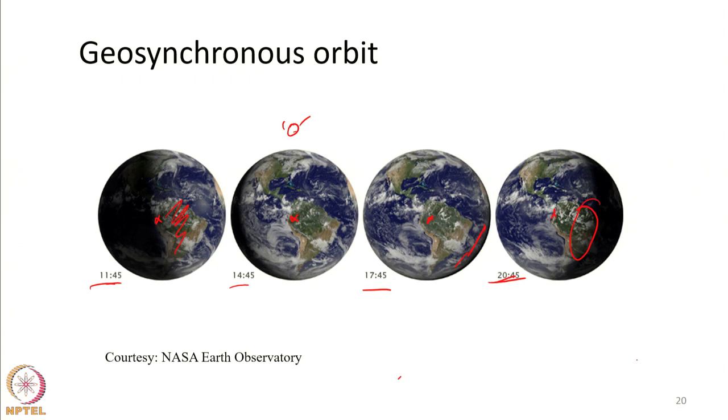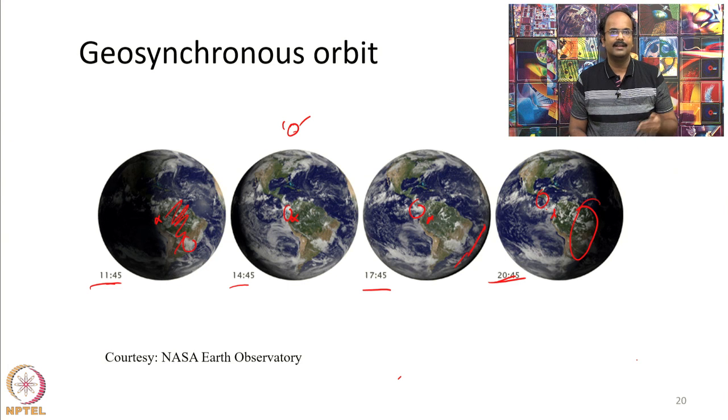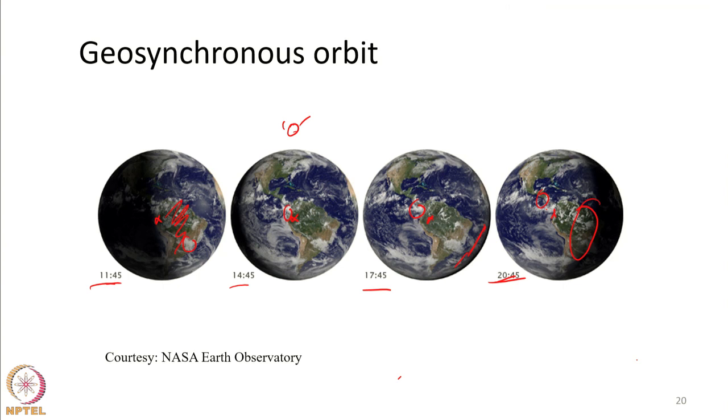We can see how clouds are moving at different time instances, and these kinds of multi-temporal images, even within a day, will help us understand highly temporal or highly varying factors such as cloud formation, hurricane movement, etc. Those are the main applications for launching a satellite in geosynchronous or geostationary orbit. So this is a small video I would like to present, where you will be able to see the beauty of the observations from geostationary orbit.